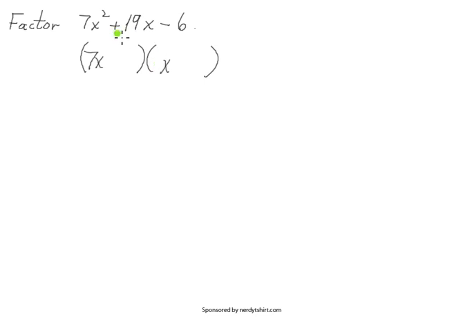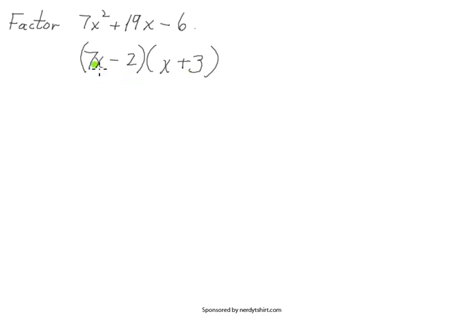And when I think about it here, I want a plus 19x in the middle. So let's see, I could get, say, a 21x by having a plus 3 in this binomial, finishing that one off. And then in the first binomial, I could have a minus 2. So you can see minus 2 times 3 is minus 6, so we're definitely getting that last product to work out there.